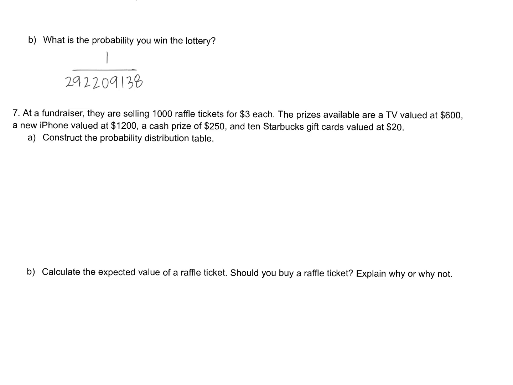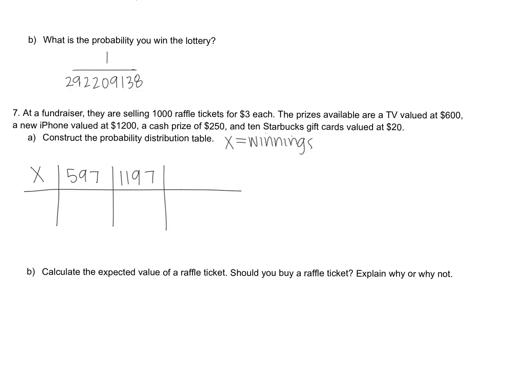So my variable X is going to represent the winnings. And you have to remember that from the winnings, you have to subtract the cost of the lottery ticket. So the $600 prize becomes $597. $1,200 becomes $1,197. $250 becomes $247. And then $20 becomes $17. And then because you are also not guaranteed to win anything, you have to have the -3 for if you lose.